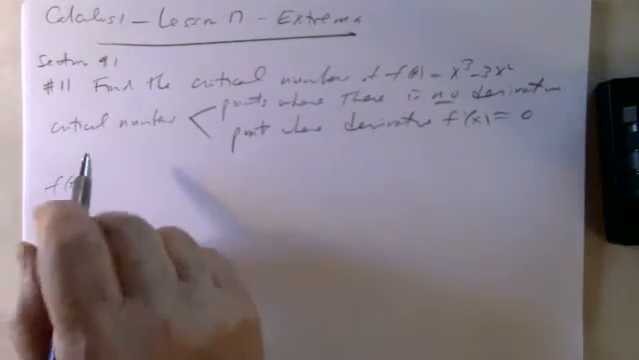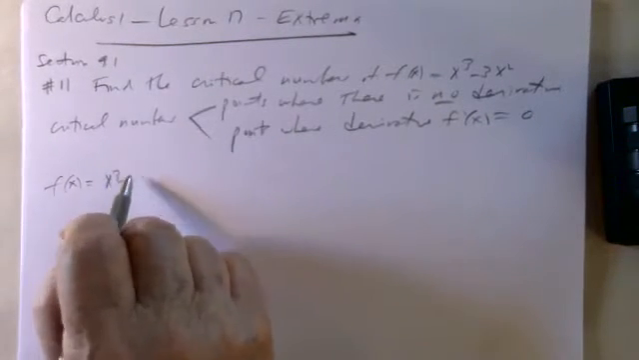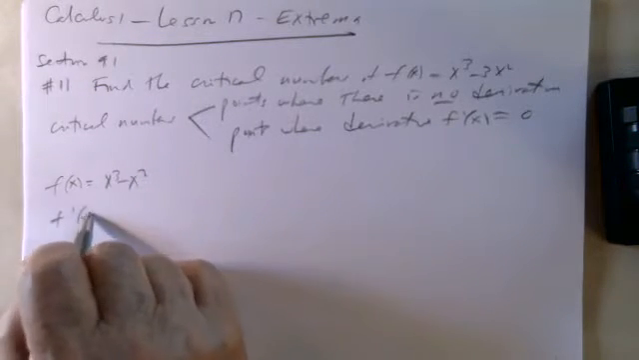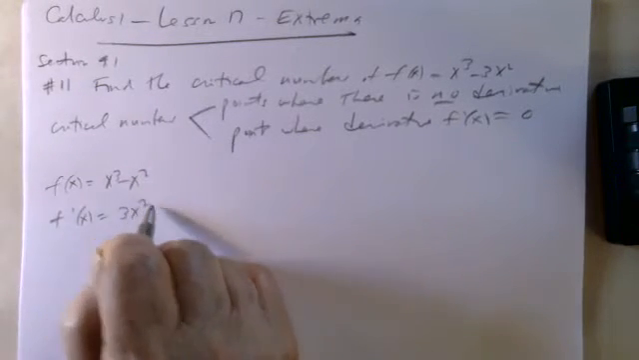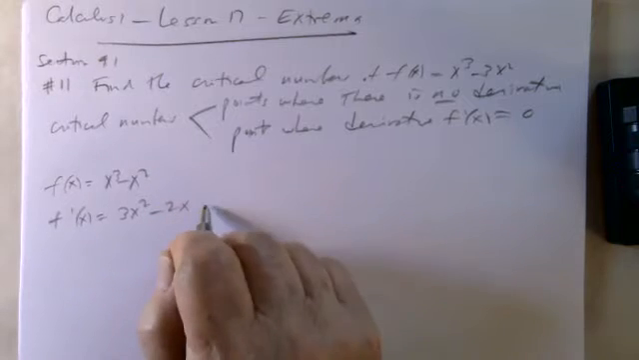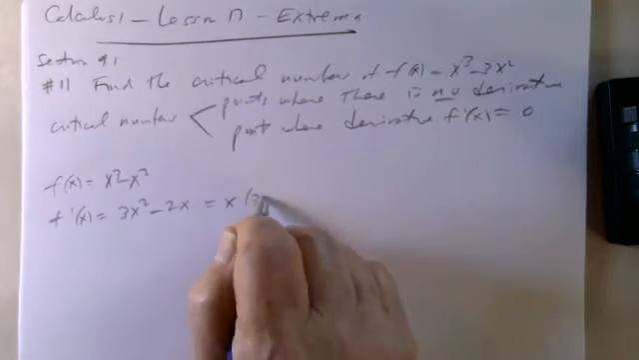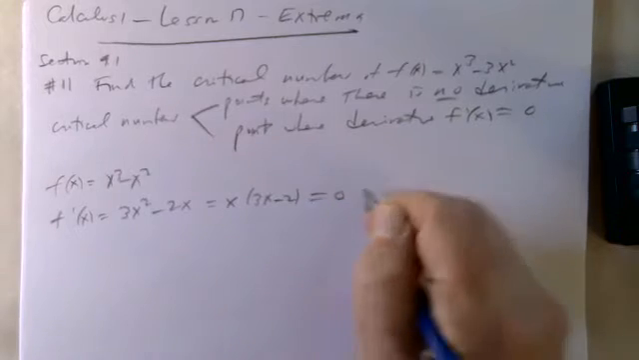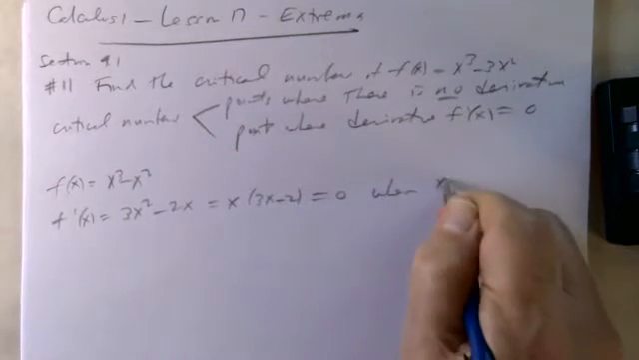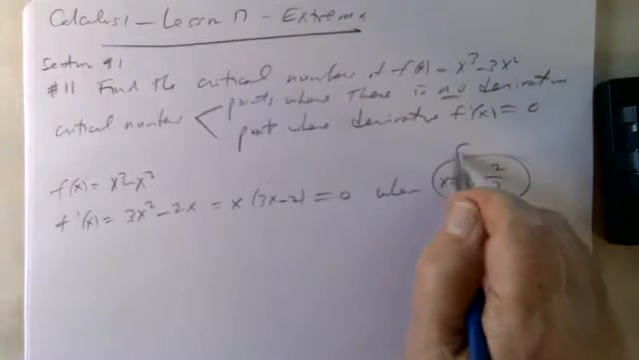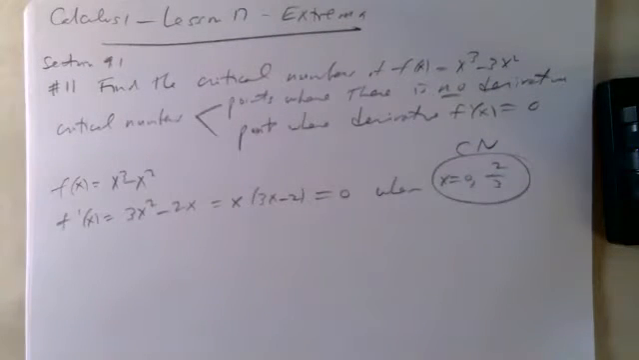So here we have the function x cubed minus 3x squared. F prime of x is 3x squared minus 2x, which is x times 3x minus 2, and that's equal to 0 when x equals 0 and 2/3. So these are the critical numbers.